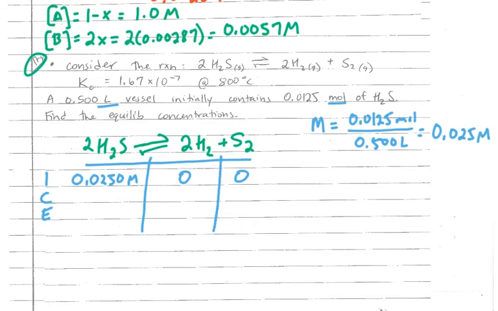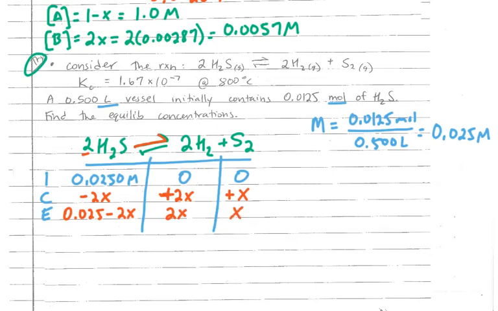If we only have reactants, then the reaction has to be going in the forward direction, which means we will be losing reactant. The amount of reactant will go down, in this case by 2x because of that 2 coefficient. The amount of this product will be going up by 2x, and this one will be going up by 1x. Okay, so at equilibrium, we've got 0.025 minus 2x, and this one will be 0 plus 2x, which is 2x, and this one will just be x.